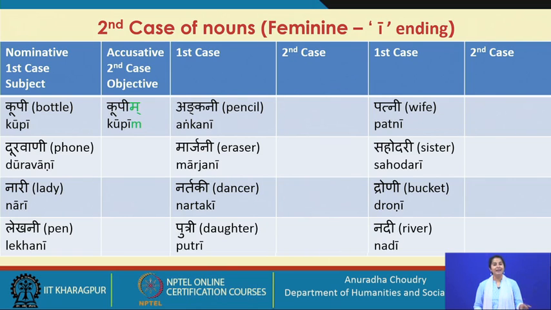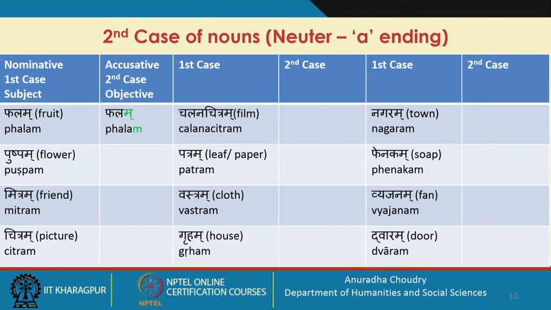Moving on to the long E. So we have kupi, kupim. Duravani, duravanim. Nari, narim. Lekhani, lekhanim. Ankani, ankanim. Marjani, marjanim. Nartaki, dancer, nartakim. Putri, putrim. Patni, patnim. Sahodari, sahodarim. Droni, dronim. Nadi, nadim. Uttamam.